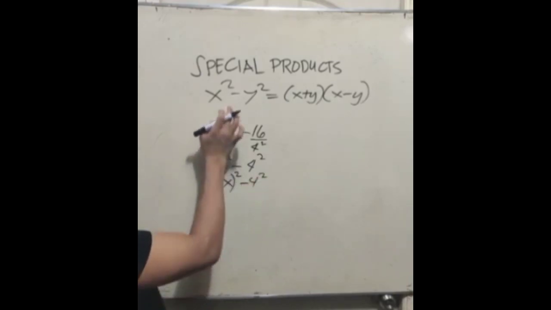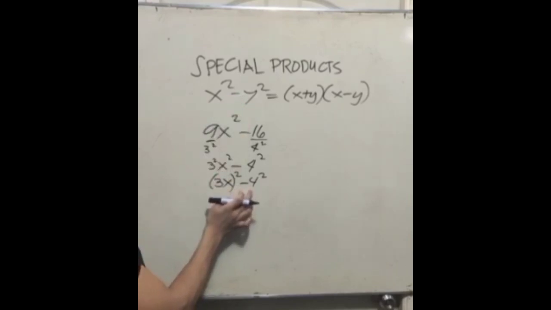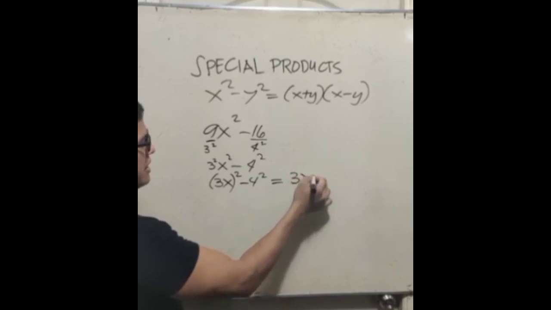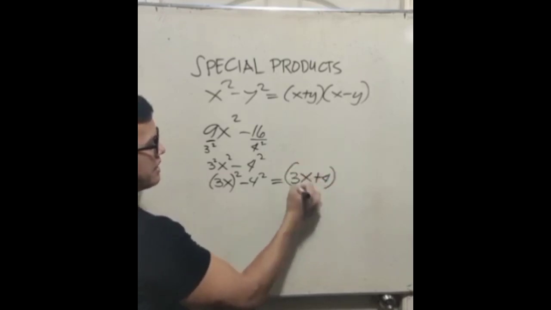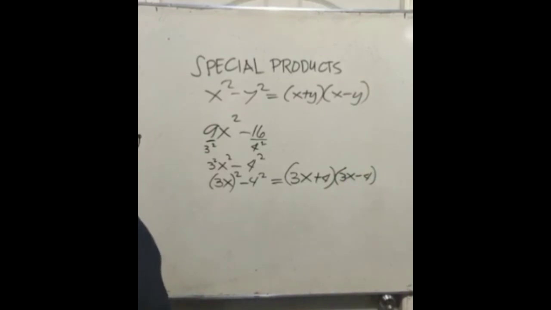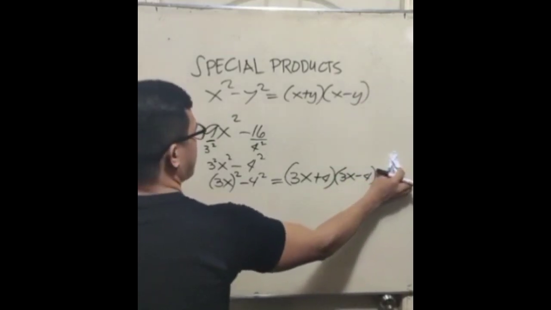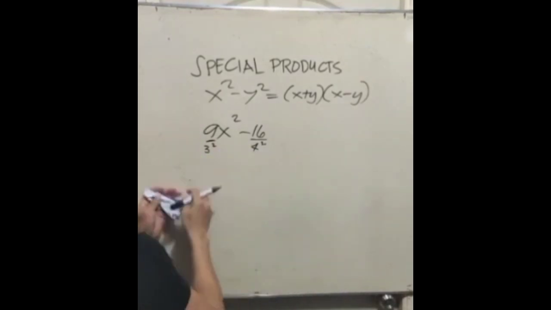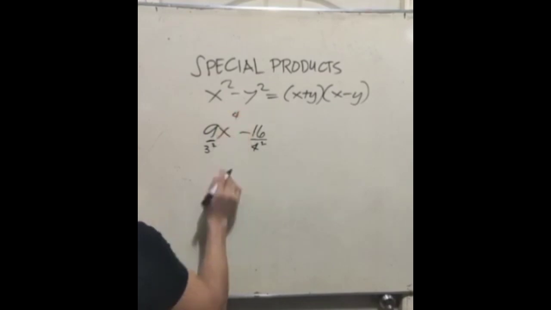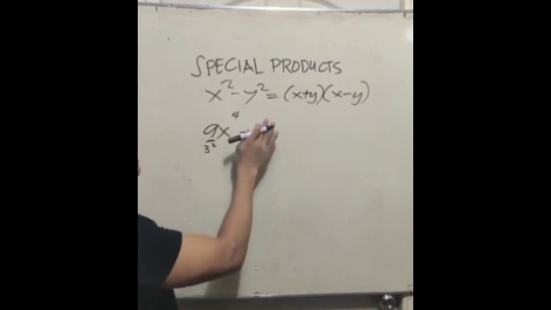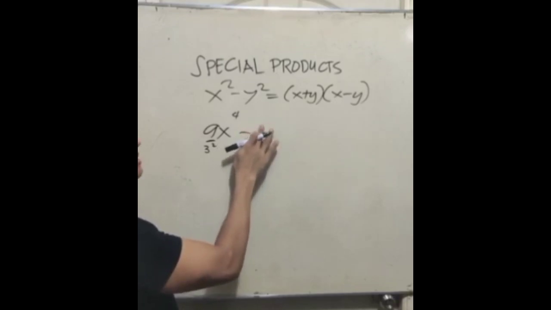Now, same na sila dito sa x squared and y squared. Now, ang gagawin natin dyan, factor natin. So we have 3x plus 4. And then, 3x minus 4. That's it. Okay? So, ganun lang po siya. Next. What if magiging 4 siya? Okay? What if magiging 4 to siya? Like that. Okay?